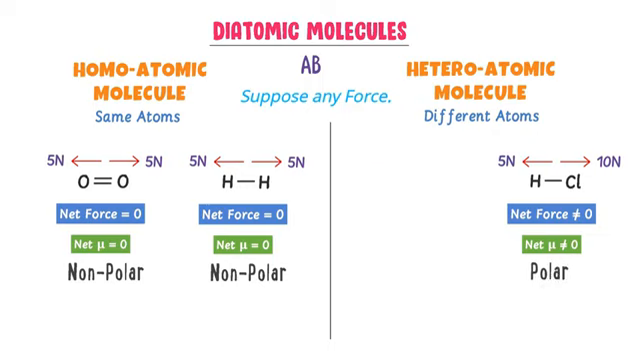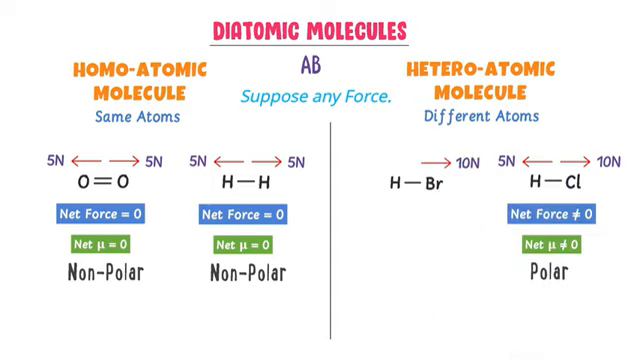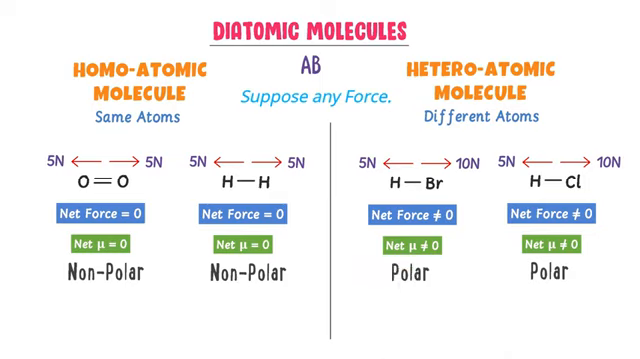Thirdly, consider hydrogen bromide and its structure. Here the atoms are different. Let bromine, being more electronegative, exert 10 Newton force in this direction, and hydrogen atom, being less electronegative, exert 5 Newton force in opposite direction. The net force is not equal to 0, hence the net dipole moment is also not equal to 0. Therefore we say that it is a polar molecule.